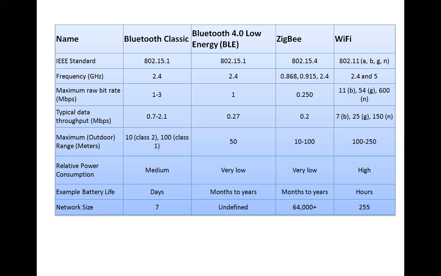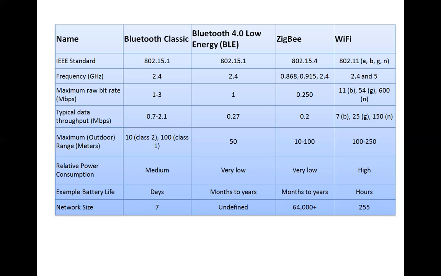Then the minimum raw bit rates: 1 to 3 Mbps data rate is required for Bluetooth Classic. Then Bluetooth 4.0 follows a 1 Mbps rate. Then Zigbee follows near about 0.250. Wi-Fi has a different Mbps rate. For B it is 11, for G it is 54, and for N up to 600 Mbps can be achieved.